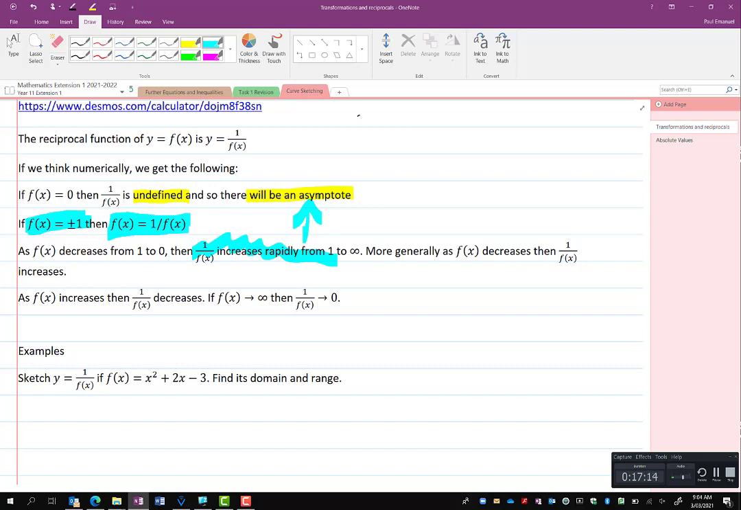Yeah, and then the opposite is true. So if f(x) is increasing, then 1 on f(x) is decreasing. So let's try an example now. So let's sketch 1 on f(x), given that that is f(x). So let's do this, and we'll start by sketching f(x), right?